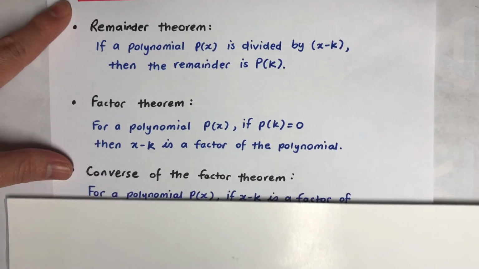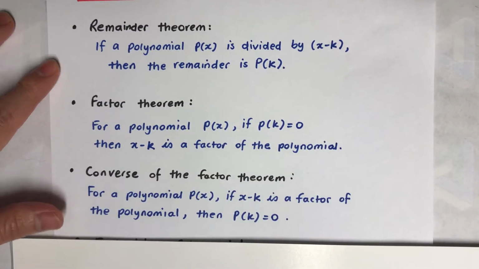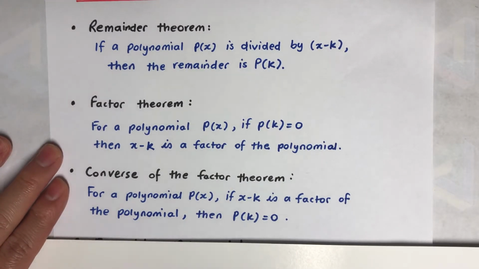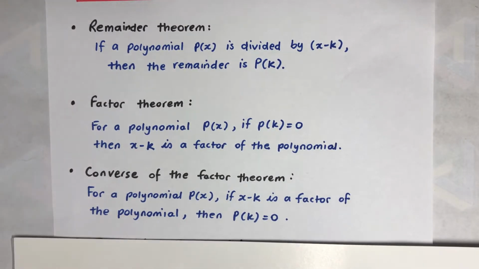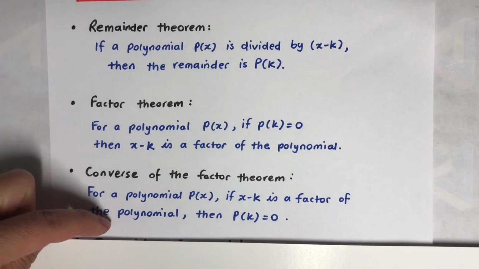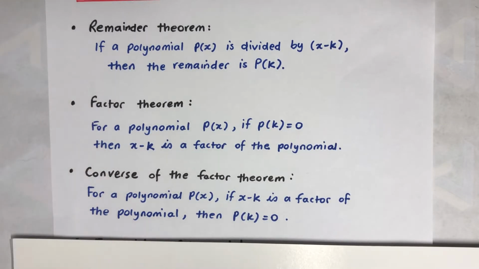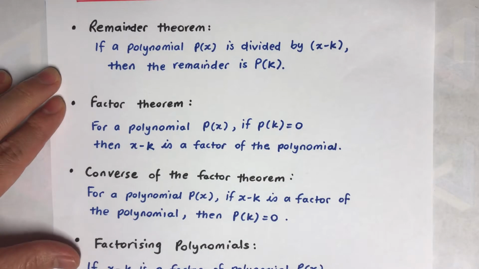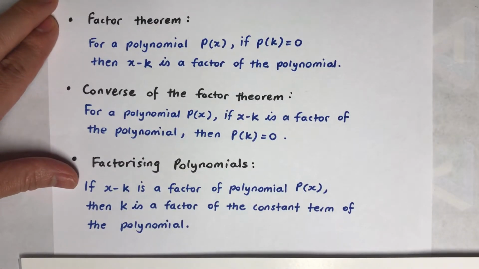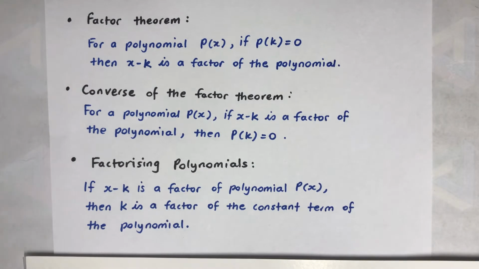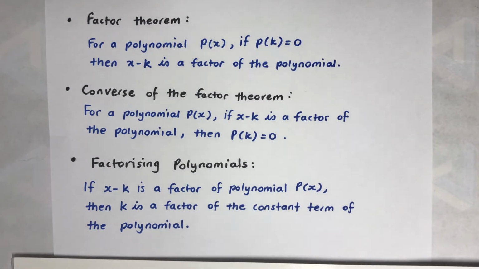Okay, and the converse of the factor theorem, for a polynomial p of x, if x minus k is a factor of the polynomial, then p of k is 0. So these are like opposite. Okay, so converse means it works both ways, opposite. Okay, and then if we have to factorize polynomials, if x minus k is a factor of polynomial p of x, then k is a factor of the constant term of the polynomial. Okay, so we'll do some examples and you'll understand what it really means.